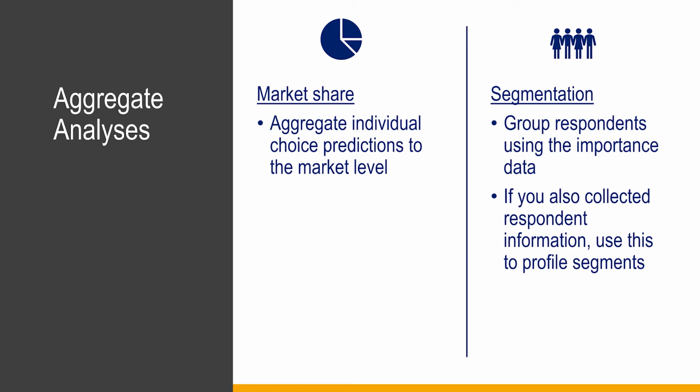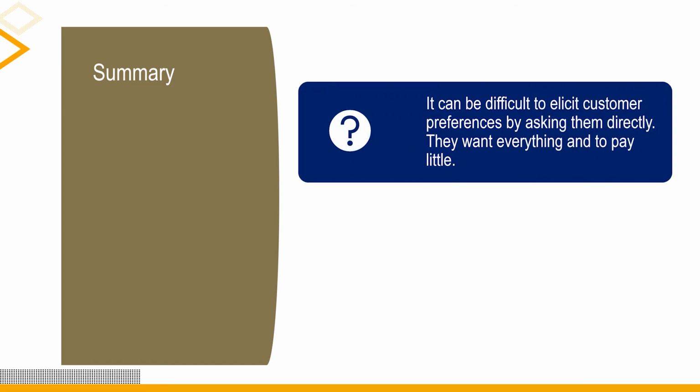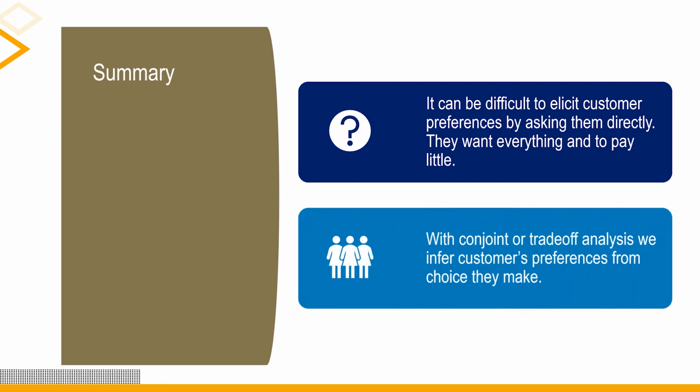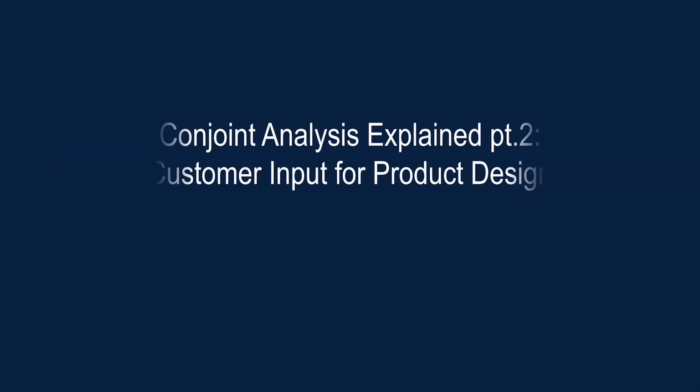An appealing feature of conjoint analysis is that we get individual level preferences. From the choice simulator, we can aggregate individuals to get a market prediction. One thing we can also do is group individuals into clusters based on their preferences, usually using their attribute importance weights. In summary, asking customers directly about their preferences often leads to unenlightening answers. They want everything and to pay very little. Conjoint analysis is a method to elicit customer preferences inferentially by having them make choices of hypothetical products. If you conduct conjoint analysis studies regularly, say as part of a consulting practice, consider using commercial software from a firm called Sawtooth Software. This concludes this video.